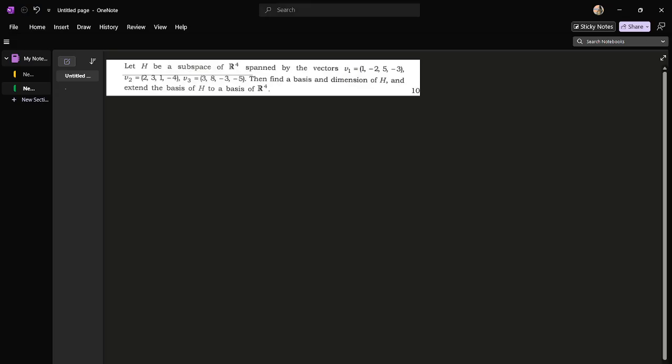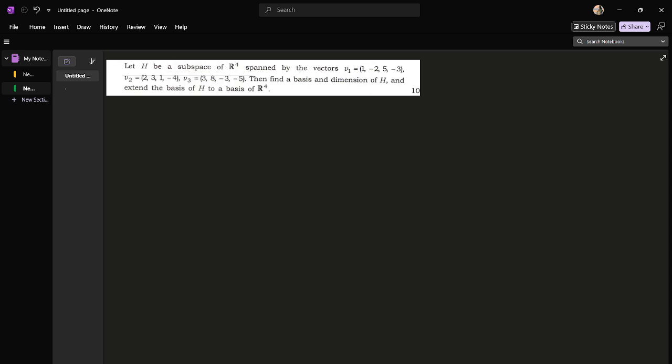Sourav sir's class. We are now trying to solve a UPSC Mathematics Optional question which tells us: let H be a subspace of R4 spanned by the vectors V1 equals 1, minus 2, 5, minus 3; V2 equals 2, 3, 1, and minus 4; and V3 equals 3, 8, minus 3, and minus 5. Then we have to find the basis of the subspace H and also the dimension of H, and we have to extend the basis of H to a basis of R4.